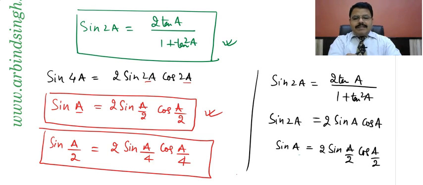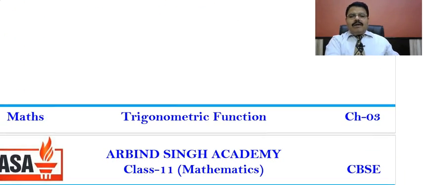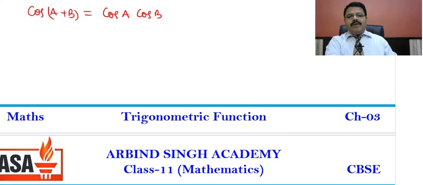So you may write like this, 2 sin a by 2 cos a by 2. ऐसा आप लिख सकते हैं, ठीक है? इसी तरह से कुछ फॉर्मूला और डिराइव करते हैं. जैसे आपने सीखा है कि cos a plus b is equal to what? What is that? cos a cos b minus sin a sin b, isn't it?